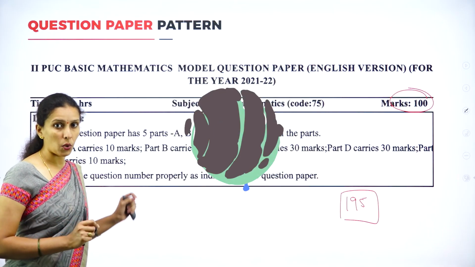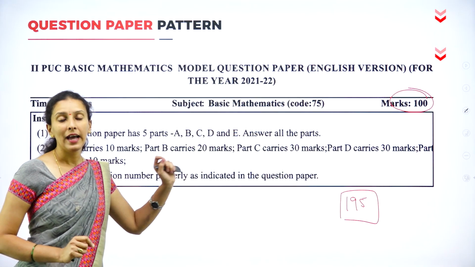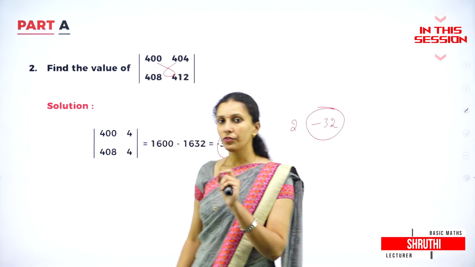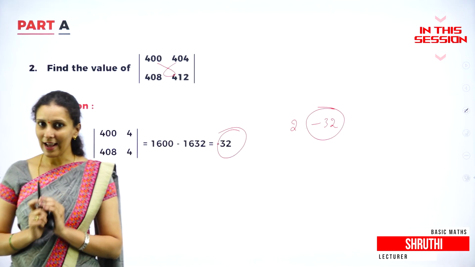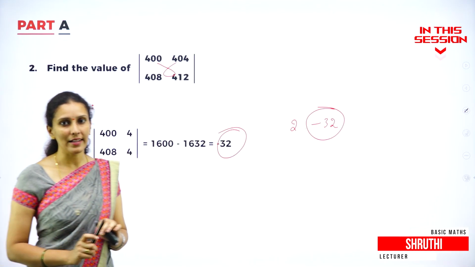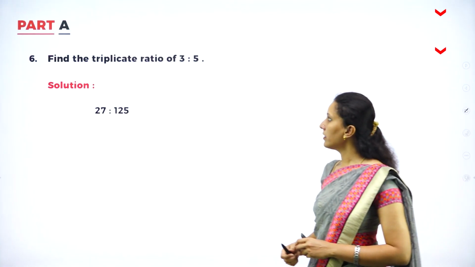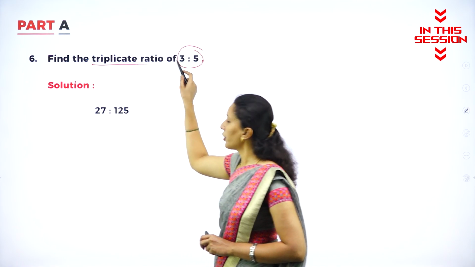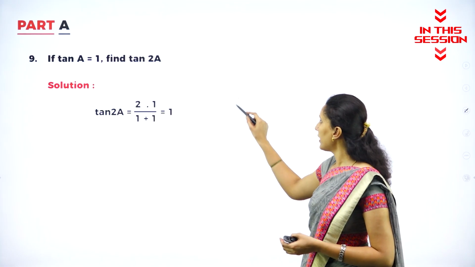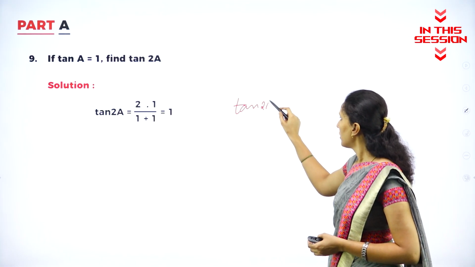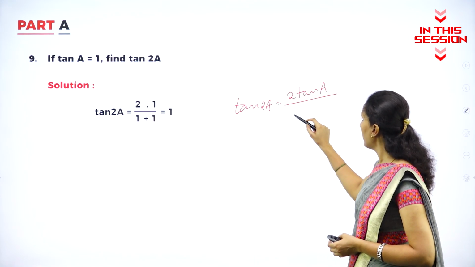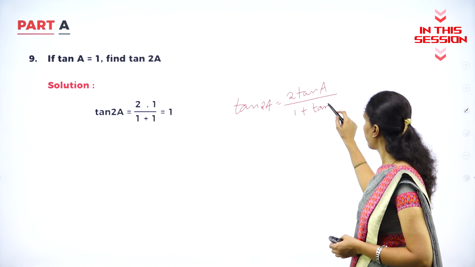You have to write the question number and then write the answer for the indicated question in your question paper. So for part A, the marks will be awarded only for the correct answer. Hence, you can directly write the answer after evaluation. Find the triplicate ratio of 3:5. So triplicate is nothing but cube of the ratio. We know that tan 2A is equal to 2 tan A divided by 1 plus tan square A.